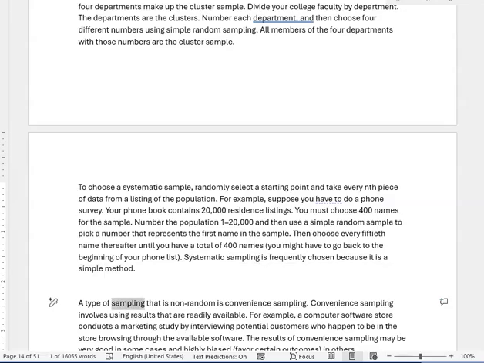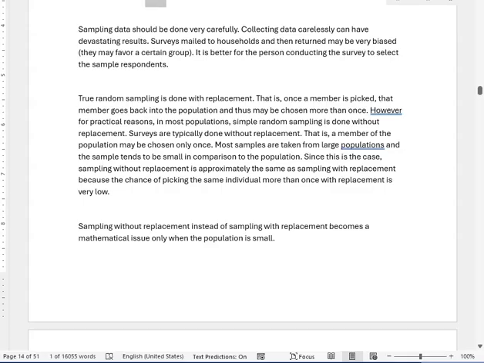A type of sampling that is non-random is convenience sampling. Convenience sampling involves using results that are readily available. For example, a computer software store conducts a marketing study by interviewing potential customers who happen to be in the store browsing through the available software. The results of convenience sampling may be very good in some cases and highly biased, favoring certain outcomes, in others.